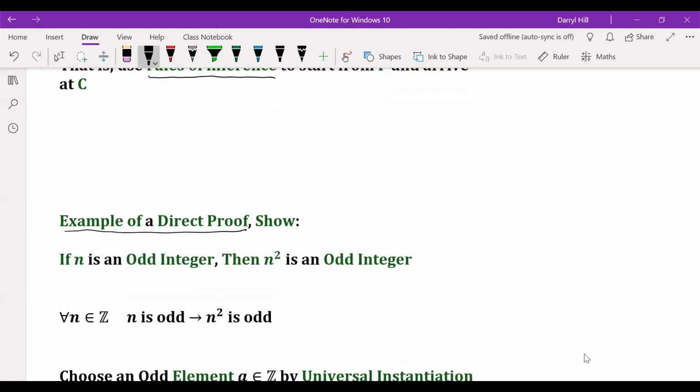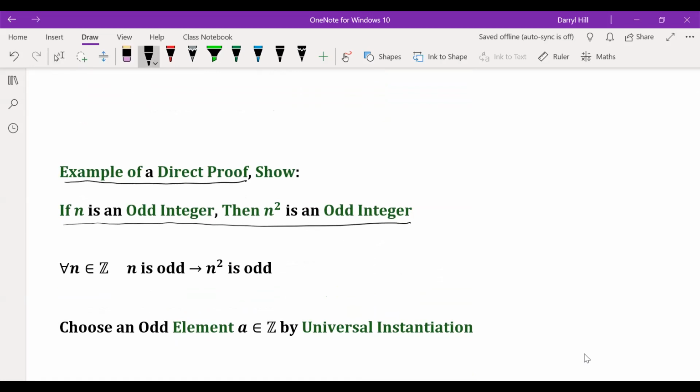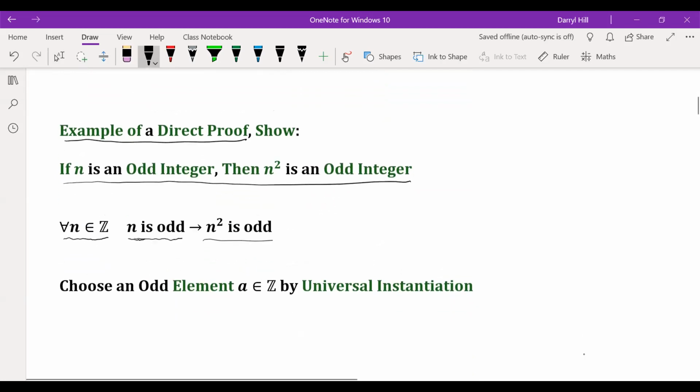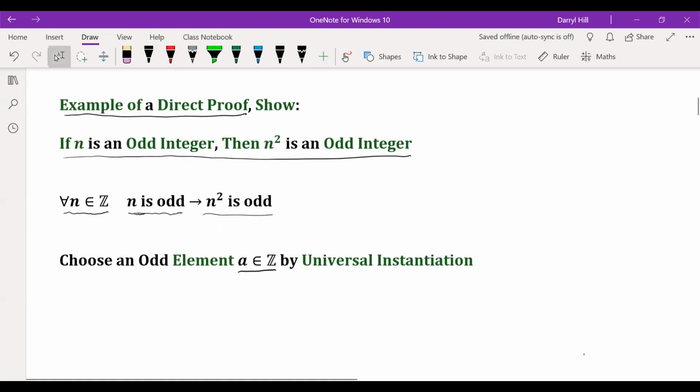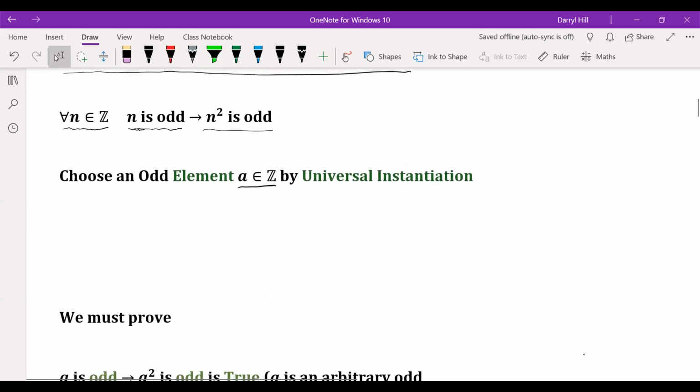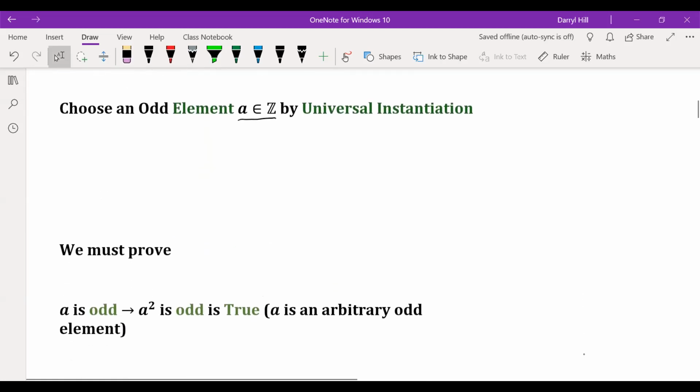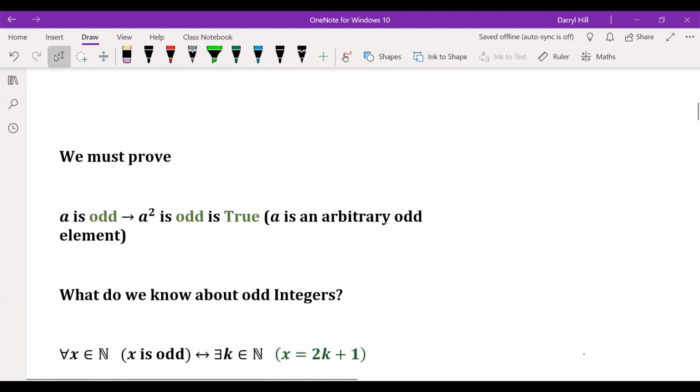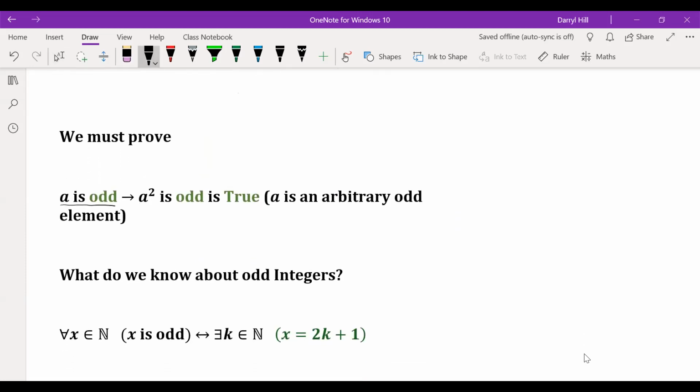We're going to show that if n is an odd integer, then n squared is an odd integer. Another way to write that is: for all n an element of the integers, if n is odd, then n squared is odd. The first thing we're going to do is choose an element a of the integers by universal instantiation, and show that if a is odd, then a squared is also odd.